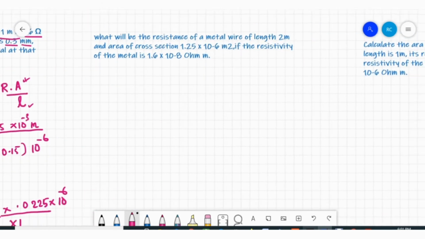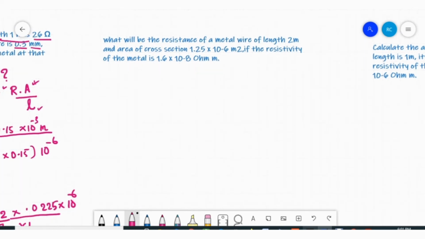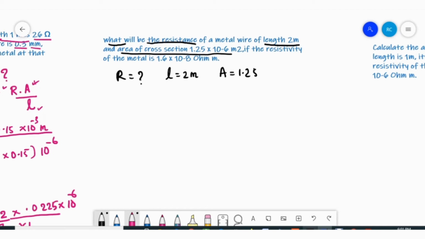Now, the second numerical. What will be the resistance of a metal? You need to calculate the resistance R of a metal wire of length 2 meter. So length is given, 2 meter, and area of cross section 1.25 into 10 to the power of minus 6 meter square. So area is given. Area is equal to 1.25 into 10 to the power of minus 6 meter square.